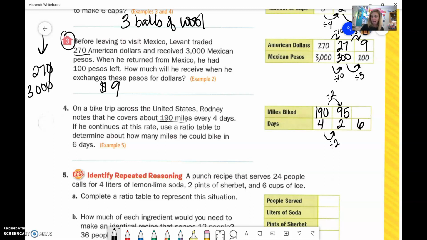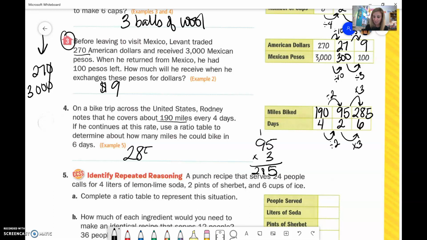Okay, so now I am at 2, and how do I get to 6? I multiply by 3. 95 times 3. 9 times 5 is 15. 27, 28, that gives me 285. So in 6 days, he is going to go 285 miles.